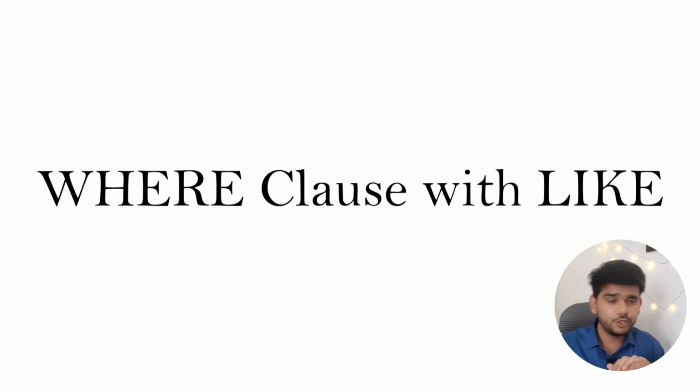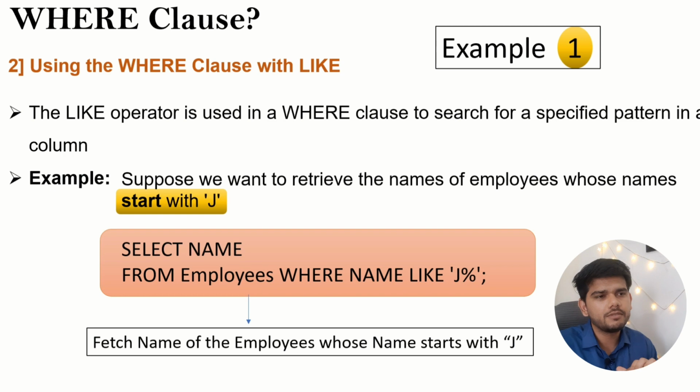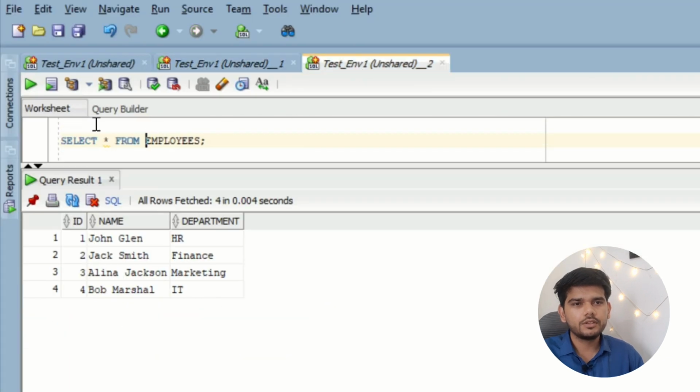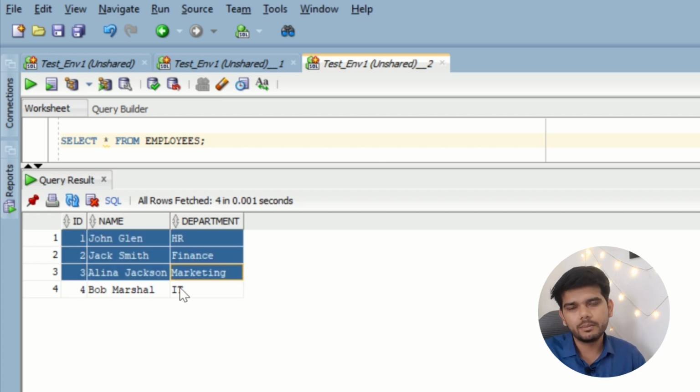So we have understood the use of the where clause inside the select statement. Now we'll understand the where clause with like. What is the use of like? The like operator is used in the where clause to search for a specified pattern in a column. For example, suppose we want to retrieve the names of employees whose name starts with J. I have considered the employees table, so I'll show you what data this employee table contains. If I run this query, you can see the 4 records it contains.